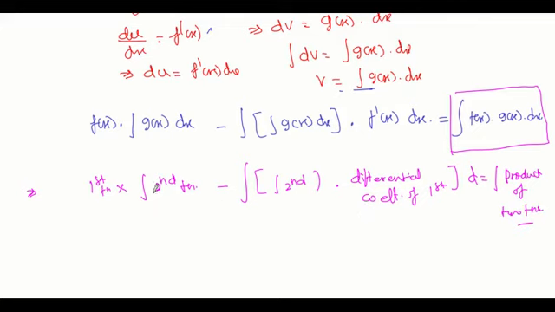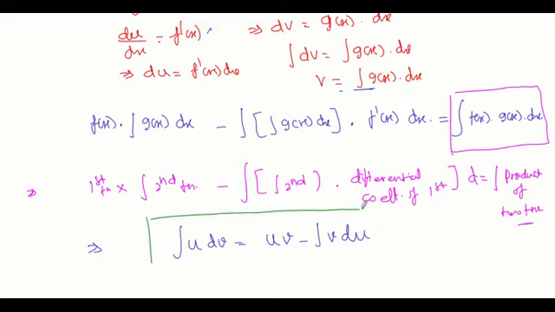That's all, children. Here this looks a little different for us, but it can be written in this way easily. Integral u dv equal to uv minus integral v du. So this is the formula to be remembered.